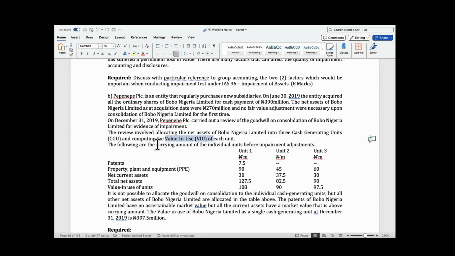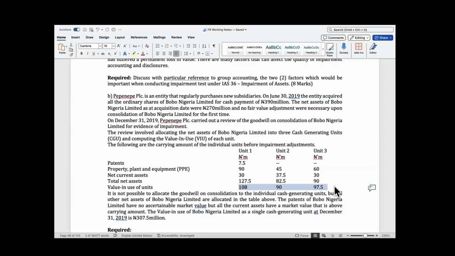So we're given the carrying amount of each unit, which is their book value before impairment adjustment. And these are the items there. We have patents, which are in CGU 1. CGU 2 and 3 do not have any patent. PPE, they give us the value for each CGU. Net current asset, they give us the value for each CGU. And this is the total asset. And now we're given the value in use of each of the CGUs.